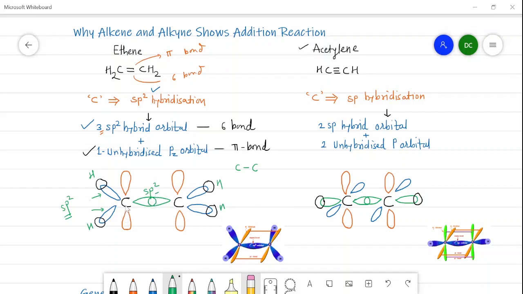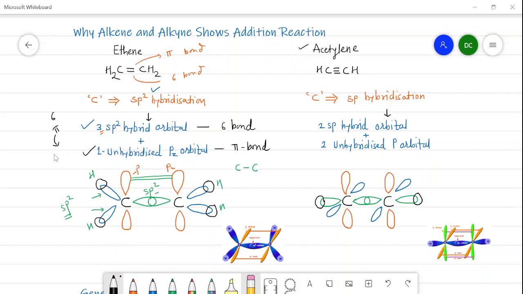Now, the unhybridized p orbitals remain perpendicular to the sp2 hybrid orbitals, and they undergo a sidewise overlap with each other. So these p orbitals present on the two carbons overlap sidewise and form a pi bond.